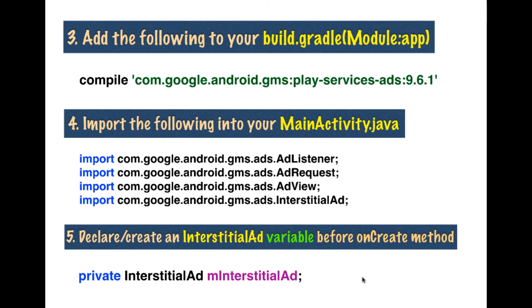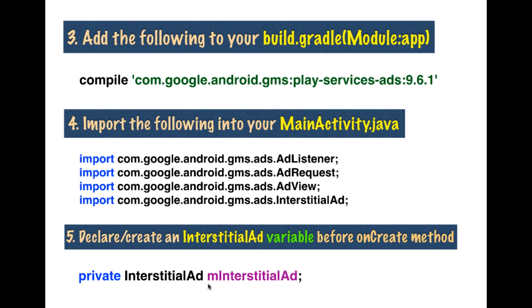So number 5, don't forget this one. You have to declare or create an InterstitialAd variable before the onCreate method. So you put this private InterstitialAd. Actually, this variable name here in black could be a different name. It's up to you if you want to use this naming convention here. What you can modify is this one, the interstitialAd.